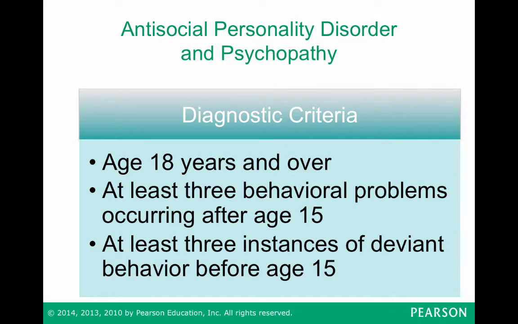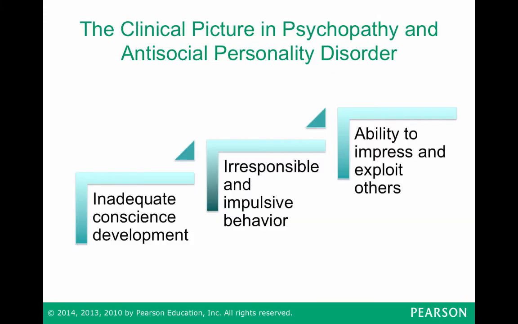Antisocial personality disorder and psychopathy. If you remember the diagnostic criteria, this is for a person 18 years and over, and at least 3 of the behavioral problems occurred after age 15, and at least 3 instances of deviant behavior before age 15. And that was the conduct disorder and things.